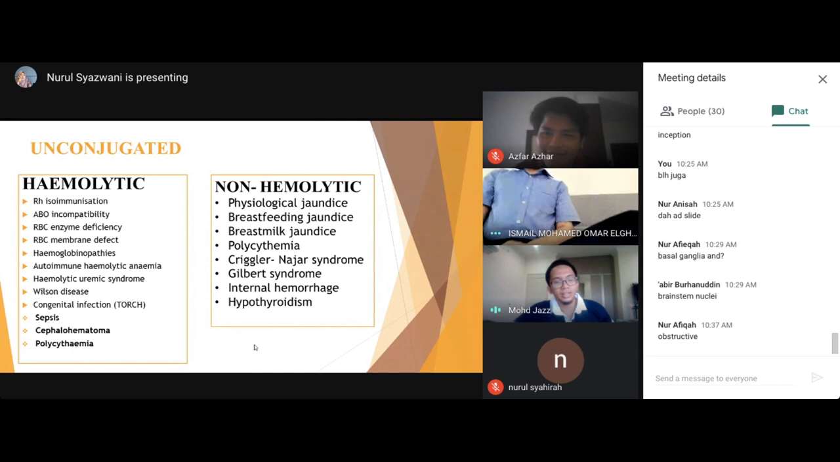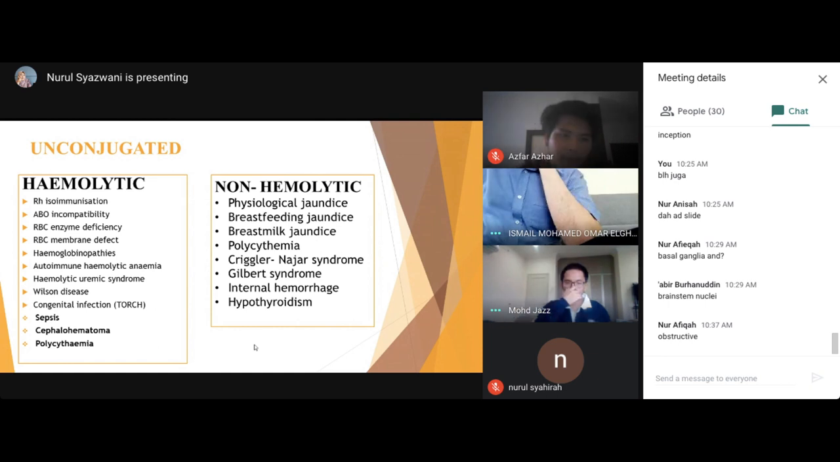Hamburger. So we don't see this in the unit. So Wilson disease, you need to remove. Hemolytic uremic syndrome, you need to remove. Autoimmune hemolytic anemia, also you need to remove. And hemoglobinopathies, like I said, thalassemia and sickle cell anemia, we don't expect them to present in the neonatal unit. Enzyme deficiency, yes. RBC membrane defect, yes. Cephalhematoma, yes. Polycythemia, yes.